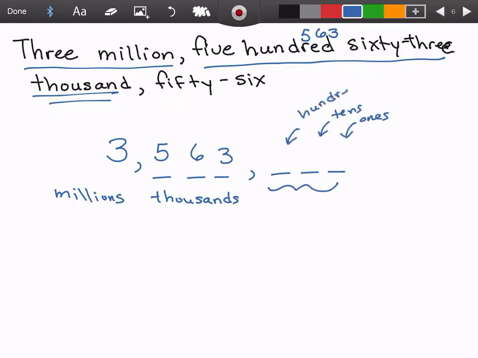But the reason why this one's a little bit different is it doesn't mention anything about hundreds. So if one of our special groups here isn't mentioned, that means there's a 0 there. So there's nothing in the hundreds place, so we would put a 0. Then looking at the number 56, we write that as 56. So I will put a 56 over here. Maybe one more, just for practice.